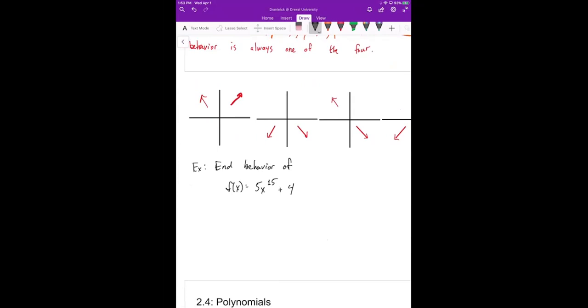Okay, well, we know that if we look at the term with the highest degree, that's going to tell the story, right? So we need to look at this 5x to the 15th. Now, you might not know off the top of your head how this is going to behave, but what we can do is look at the degree. All right, is it even or odd? Well, 15 is odd, so of course it's odd. Let's look at the leading coefficient.